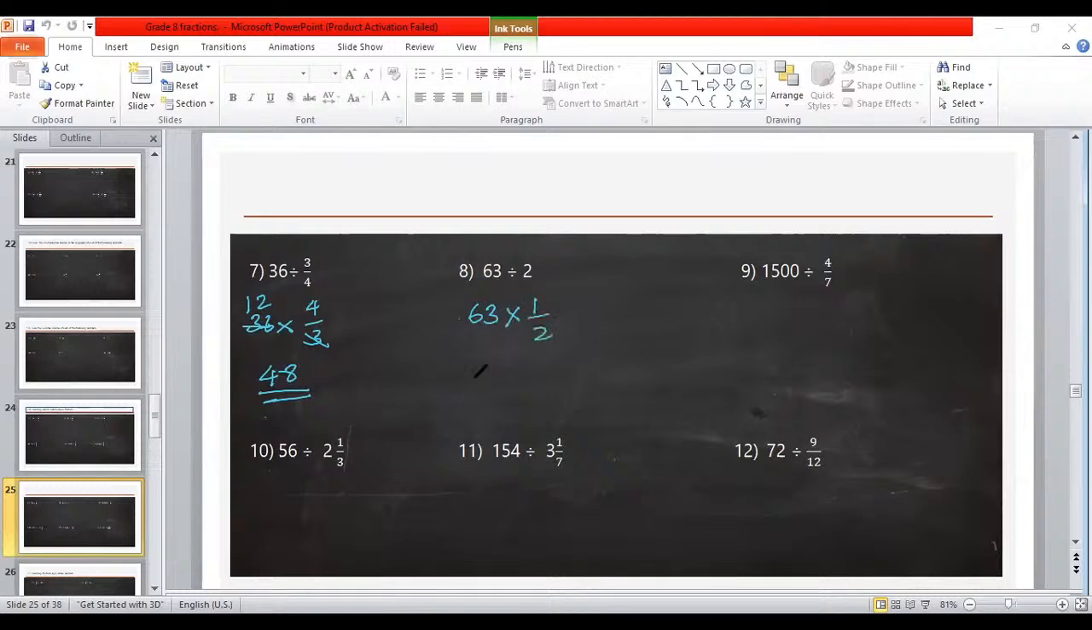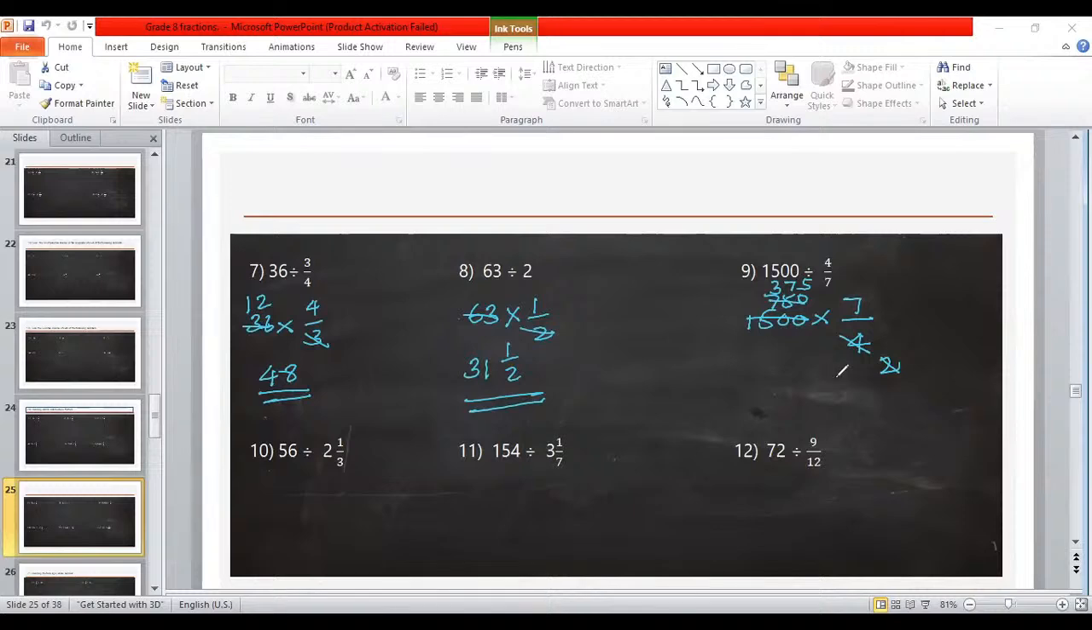63 divided by 2. How many 2's for 63? 31 and a half. Next one, 1500 with the multiplication sign, 7 coming over the line, 4 going below the line. Now how many 2's here? 2. How many 2's? 750. Now again by 2. How many? 375. 375 multiplied by 7.